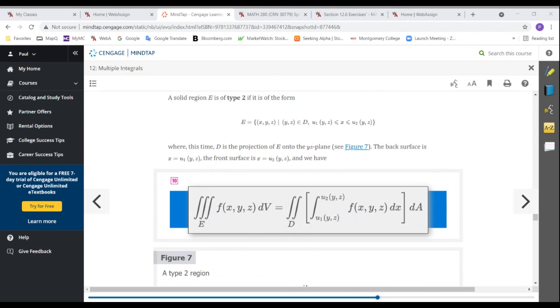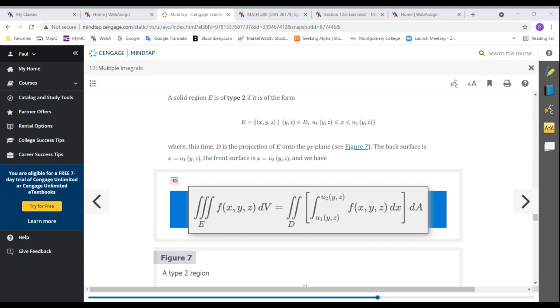So like in section 12.3, when you had dA, you could do dx dy or dy dx depending on whether you had a type 1 or type 2 region, right? But now, since we have dz dy dx, how many orders are there in which we could do the integration? How many different orders are there? More than 3. Well, not that much, Ryan.